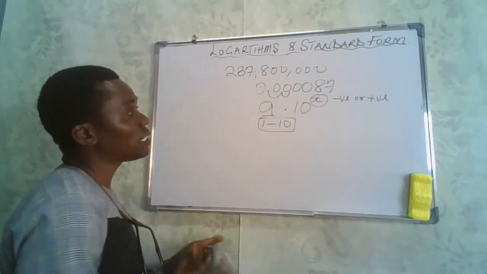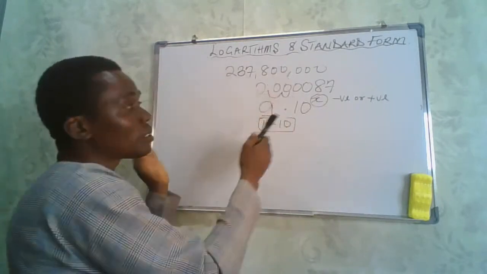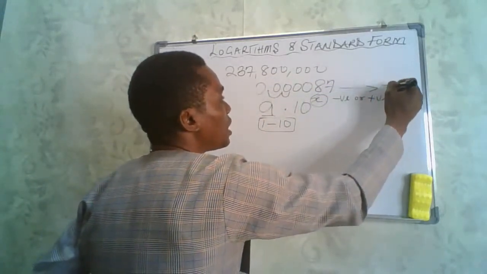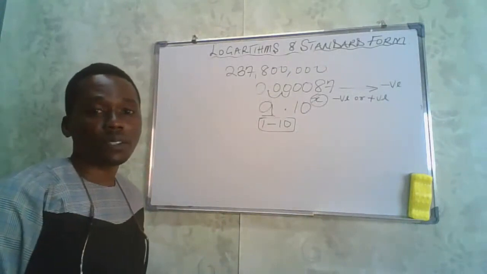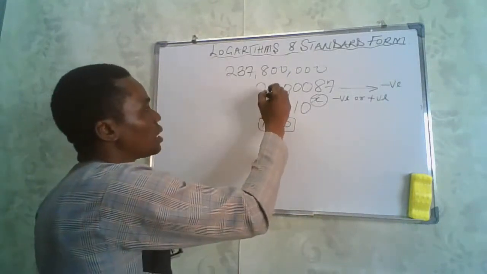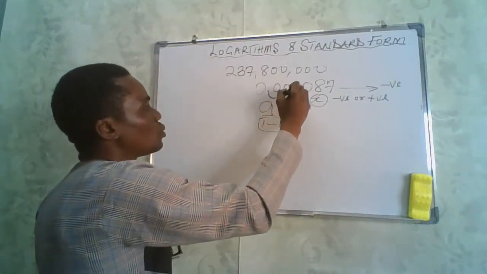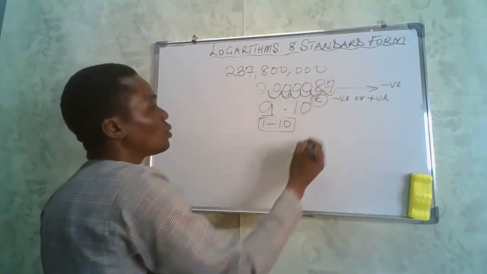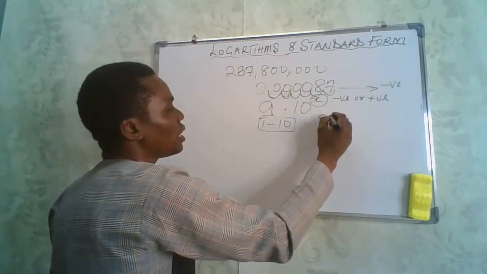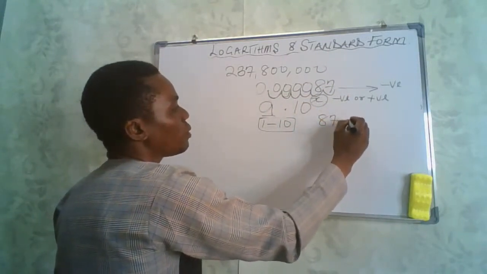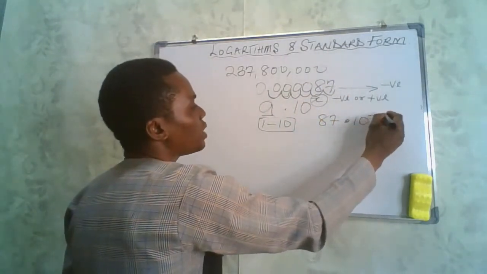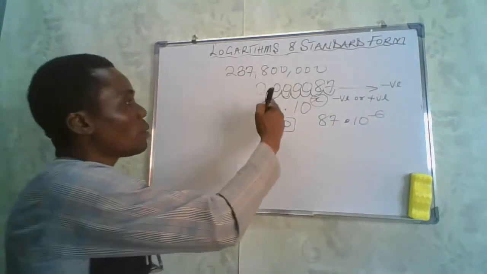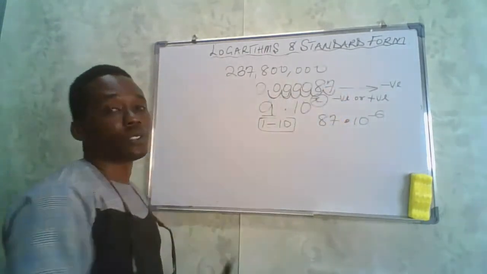Now I'll be counting from my left to the right. Counting this way will always give me a negative integer. Now let me count from the decimal point: 1, 2, 3, 4, 5, and 6. So that will give me 87 multiplied by 10 to the power of negative 6, because I've moved the decimal point to after 7.